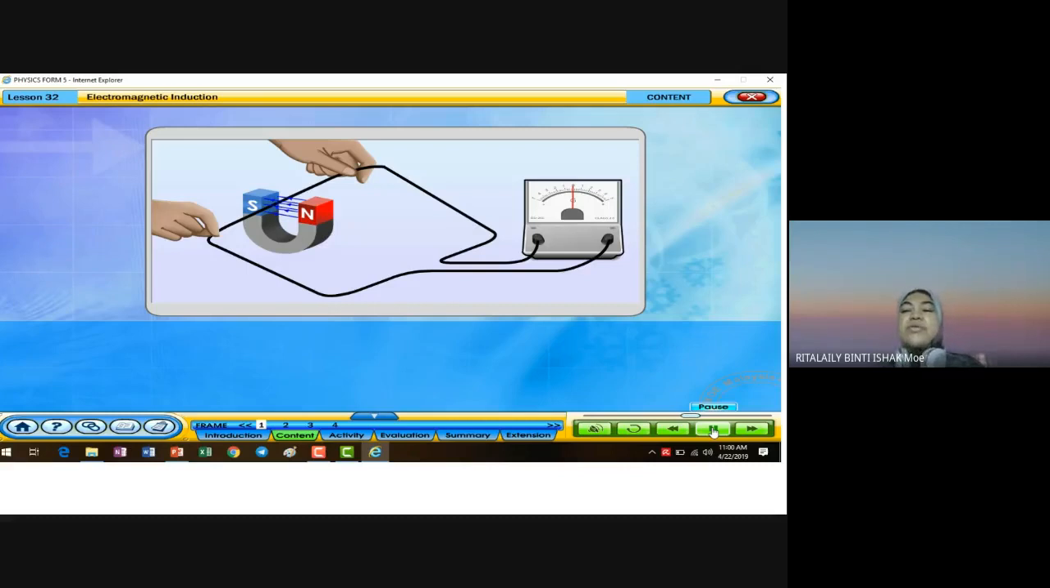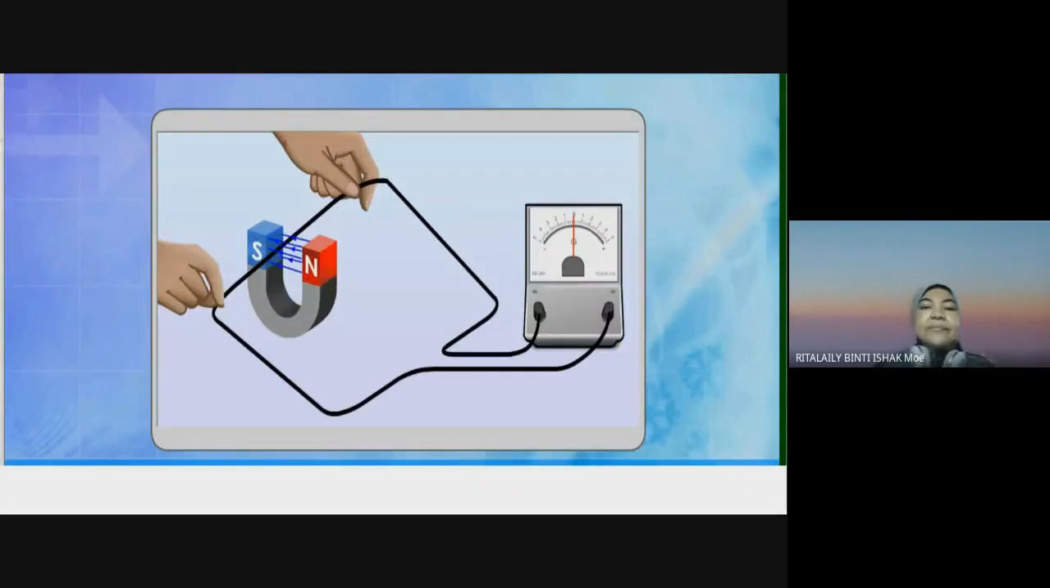Okay, so in order for us to get induced current, we must cut the magnetic flux. So for this activity, when they place the conductor stationary in the magnetic field, so there is no cutting of magnetic flux. Therefore, there will be no current induced, no EMF is induced, thus no induced current. Okay. So we will see another situation.